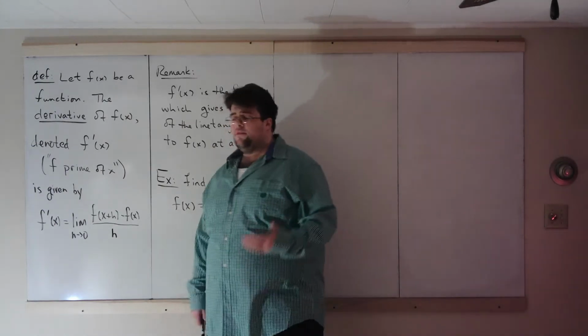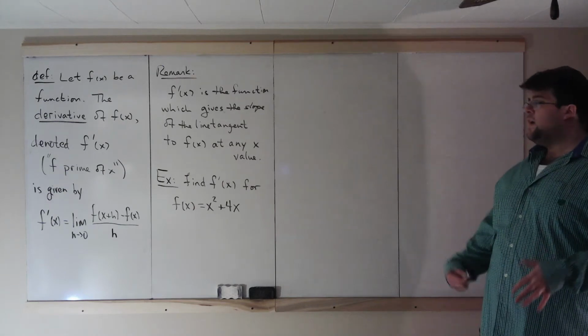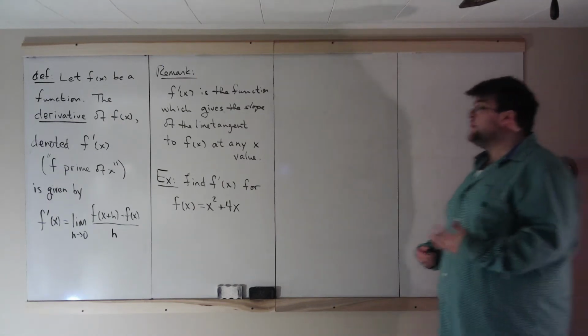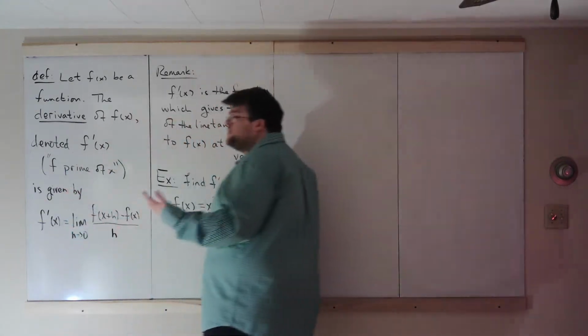Now, in the first 4 boards, we were talking mainly about fixing a point and finding the slope of a tangent line at a given point. Right here, we're just saying we can define a function that does that at any x value.